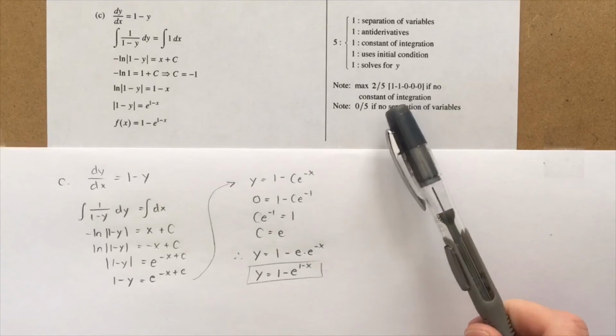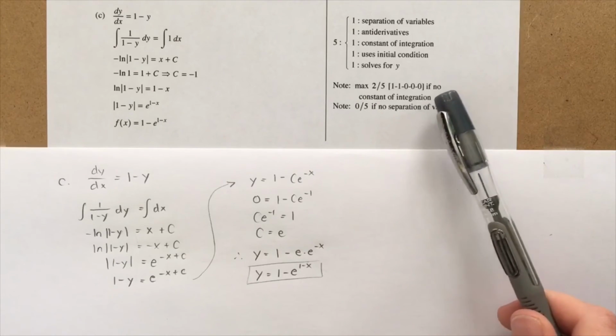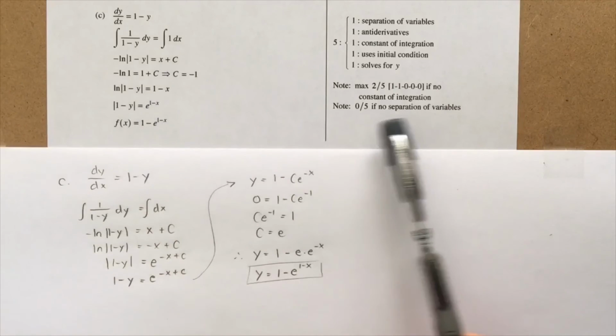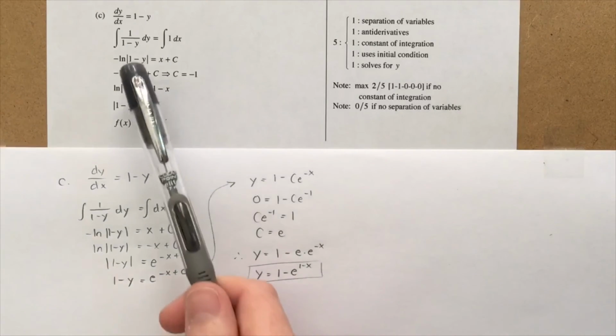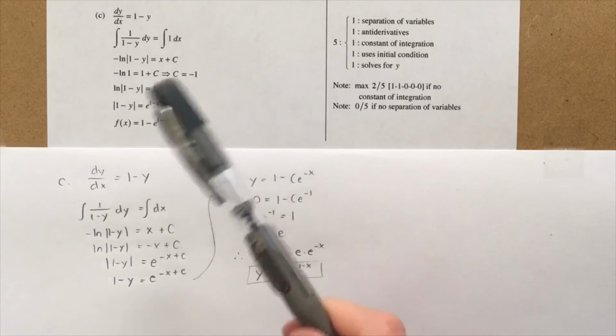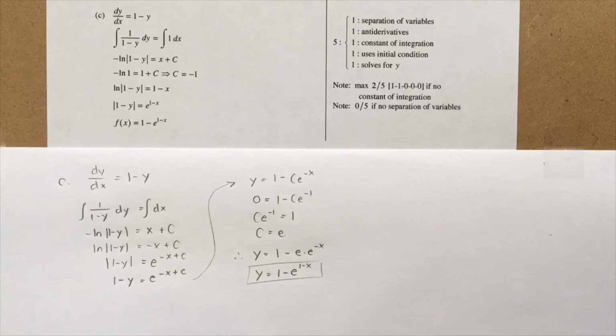So you can lose a lot of points here if you forget your plus c. They will not give you follow-through points if you forget it. And you will lose all 5 points if you don't separate your variables. So remember, when you see solutions to differential equations, you must separate the variables. Otherwise, you could lose all 5 of these points.